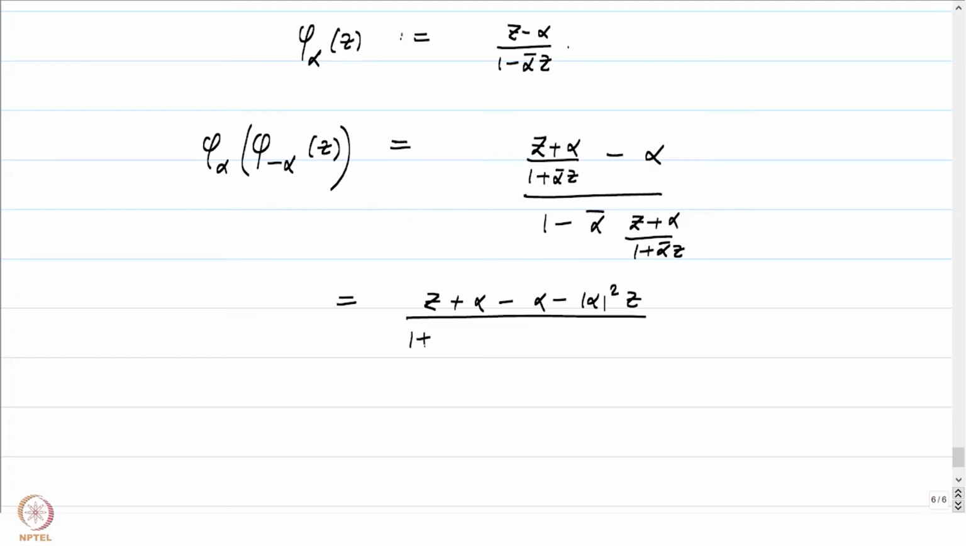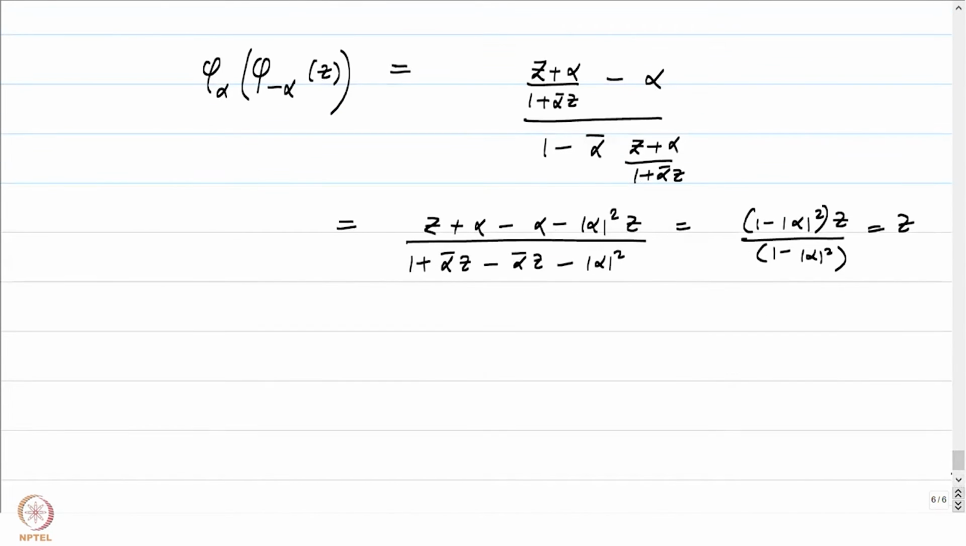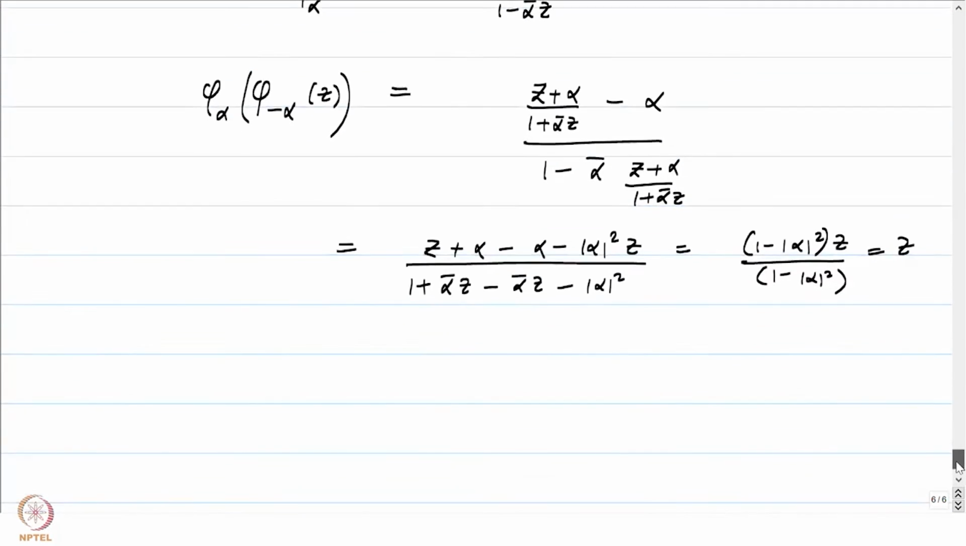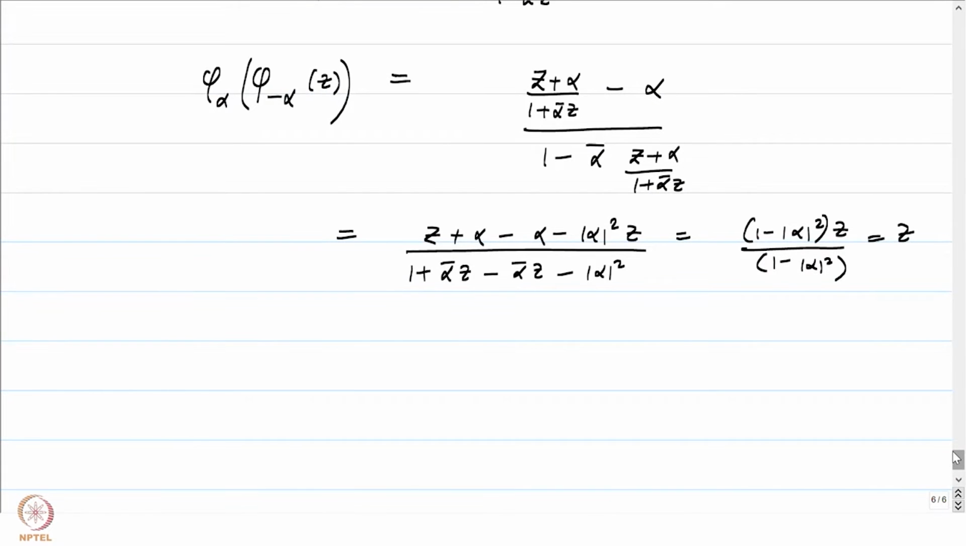A very quick computation will tell us that this is, by 1 plus alpha bar z minus alpha bar z plus minus absolute value of alpha squared. And if you notice, this is just going to be equal to 1 minus absolute value of alpha squared times z by 1 minus absolute value of alpha squared, and that's equal to z. So phi minus alpha is an inverse of phi alpha. They are functions which are inverses of each other wherever we can talk about phi alpha and phi minus alpha of z.